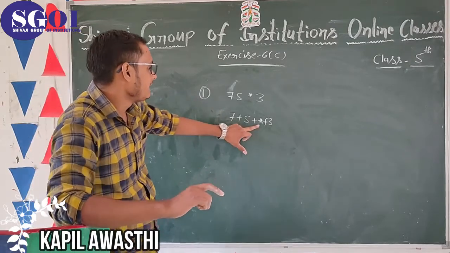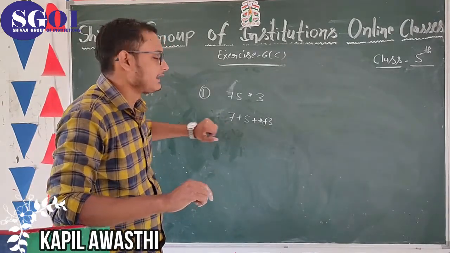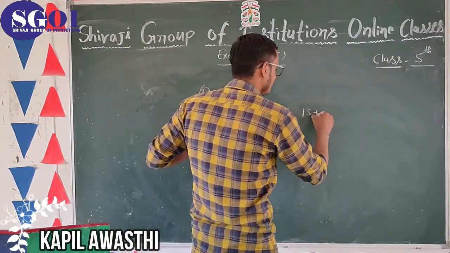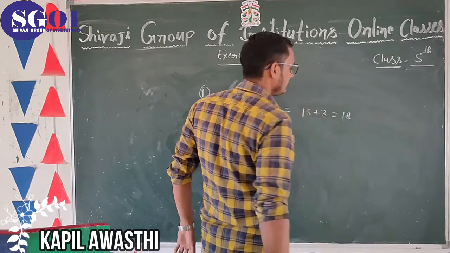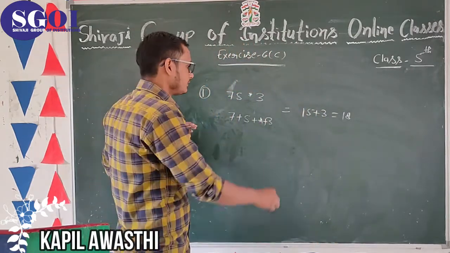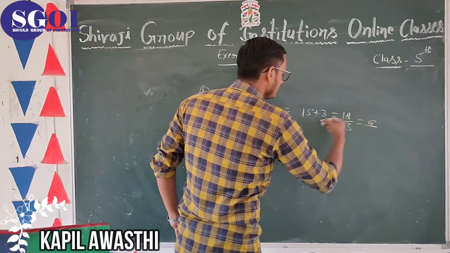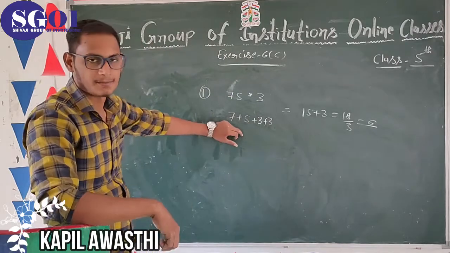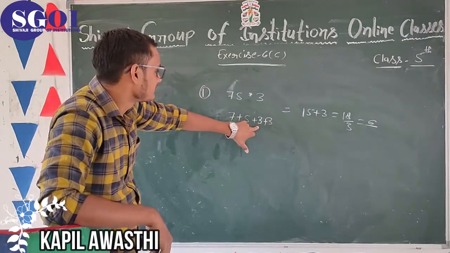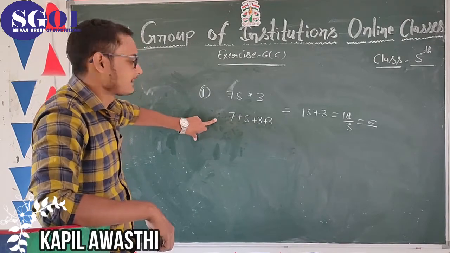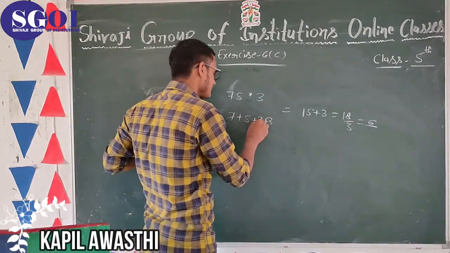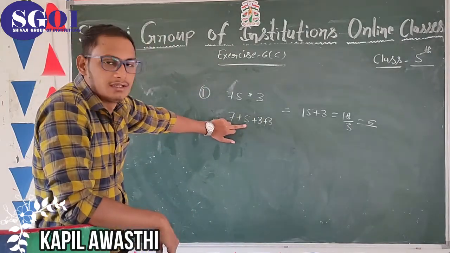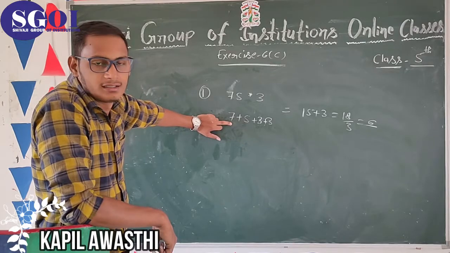Which number do we add so that the whole number is divisible by 3? 15 plus 3 is equal to 18, and 18 is divisible by 3. So the smallest number we can add is 3. If we add 3, then the whole number is divisible by 3. 3 plus 3 is 6, 6 plus 5 is 11, 11 plus 7 is 18. Understood?